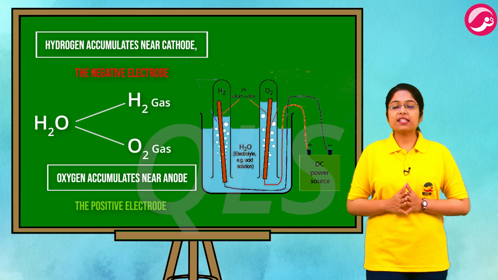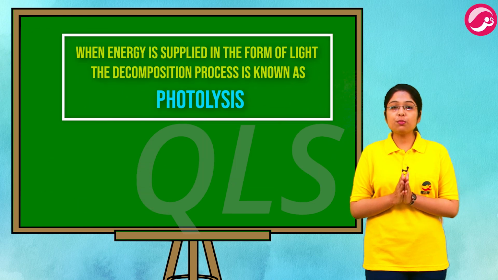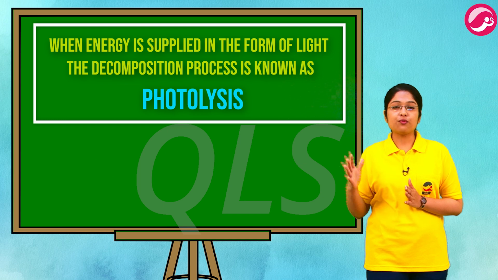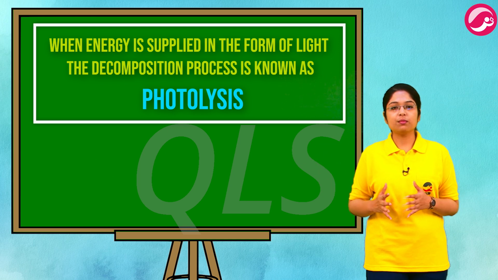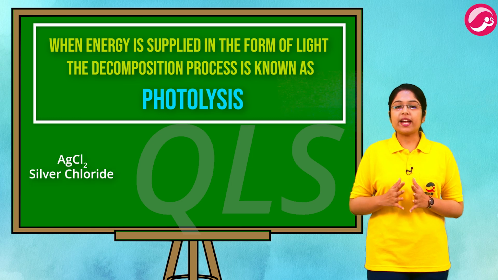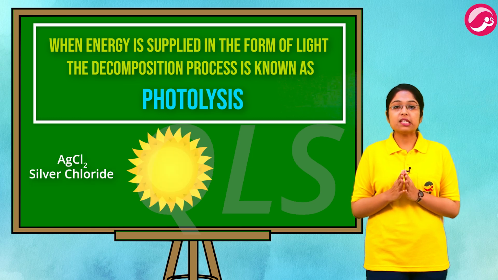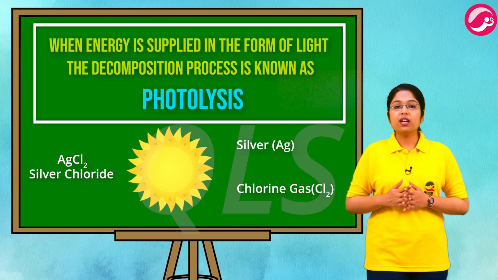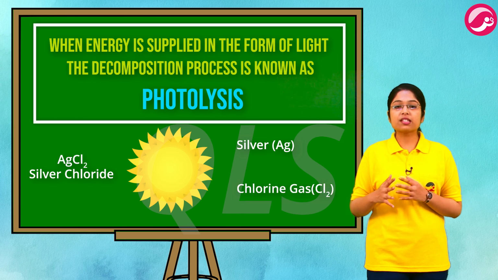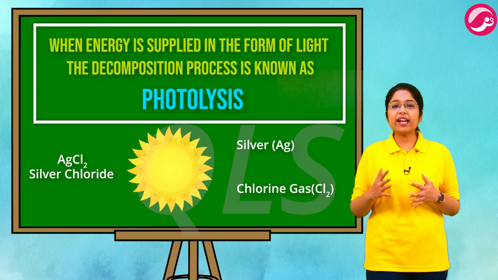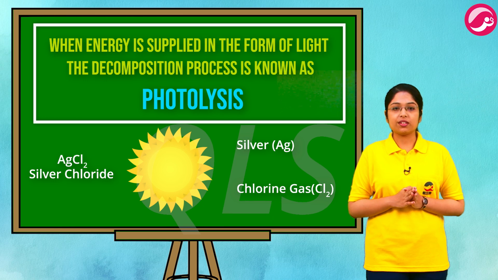When energy is supplied in the form of light, the decomposition process is known as photolysis. Photo means light, lysis means to break. For example, when silver chloride is exposed to light, especially sunlight, it decomposes into silver and chlorine gas. The white silver chloride turns grey to black depending on the exposure. Due to this property of silver chloride, it has been widely used in black and white photography.